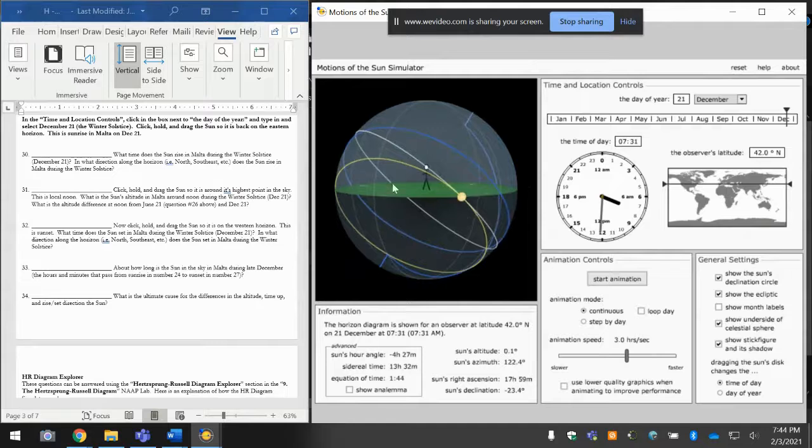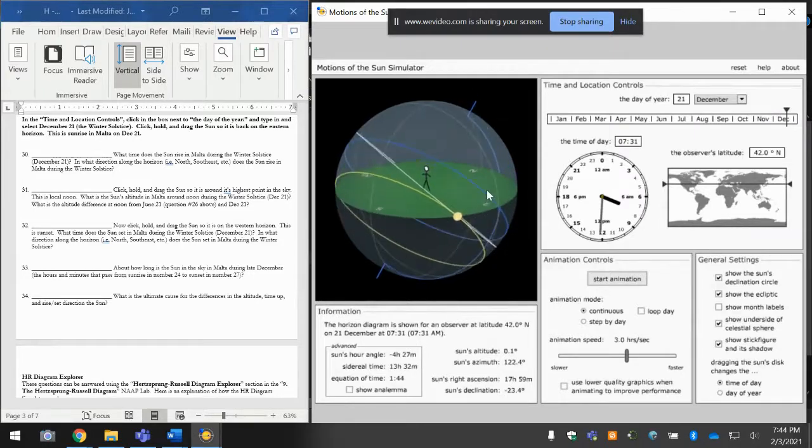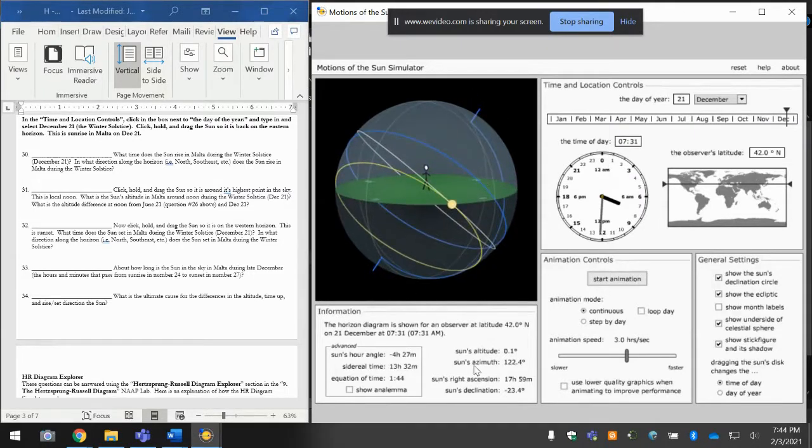Okay, and here's the sunrise. Notice that you have north, south, east, and west. The sun's rising here all the way down to the southeast. Remember, in the summer it rose over here, so that's pretty interesting, right? And the general rise time for the sun is 7:30 a.m.